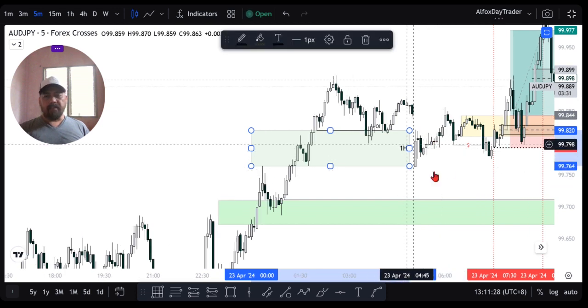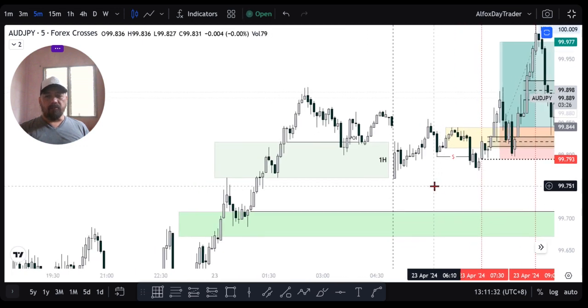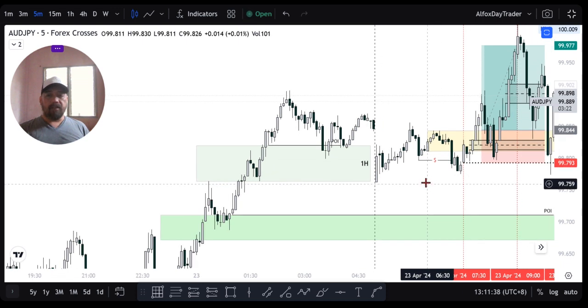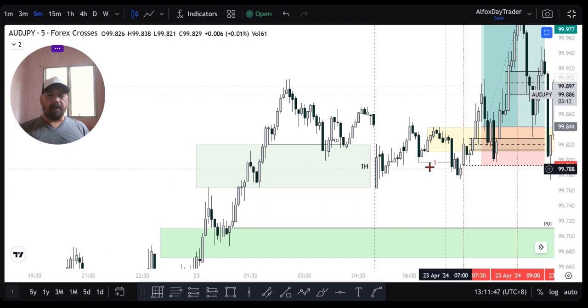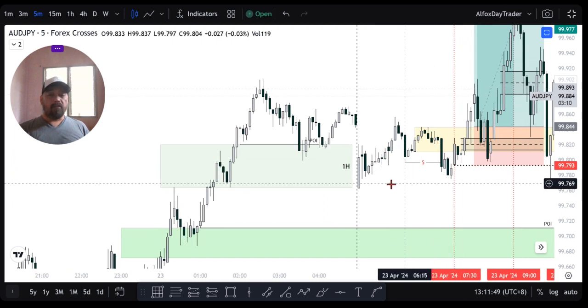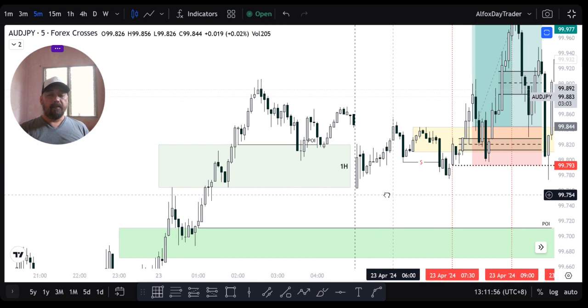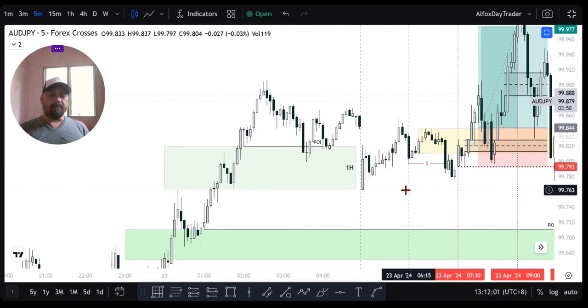Now, when price mitigated this, I started to observe what price will do. What's the reaction? So first that I noticed is price went down and liquidated this. So now we have our lower time frame stop hunt. We also have our higher time frame mitigation, which is our POI. So now we have two conditions that are met.